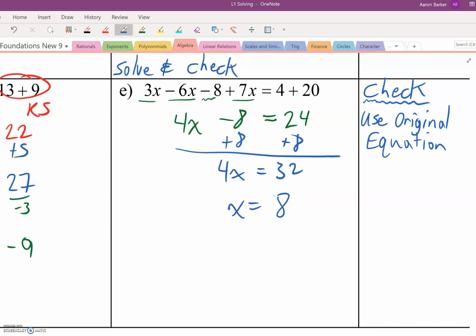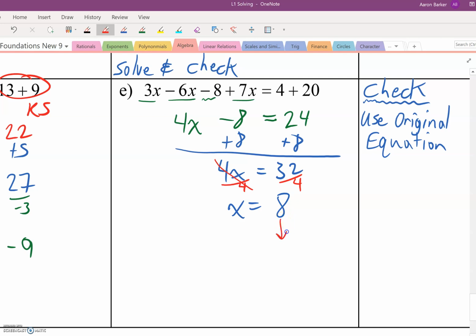So we get this answer, x equals 8. All right, instead of timesing by 4, I'm dividing both sides by 4, and my 4's will cancel. All right, but I don't know if that's the correct answer. It might be, it might not. So what we want to do is we want to do a check. So what is our check?